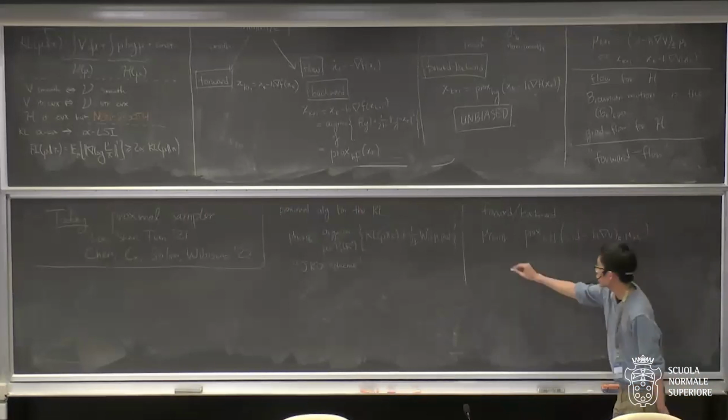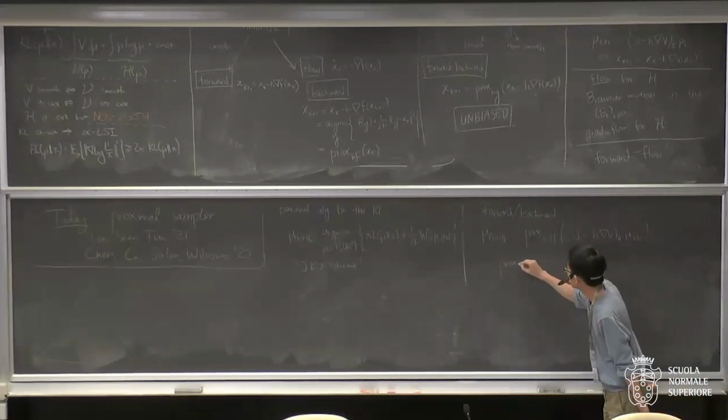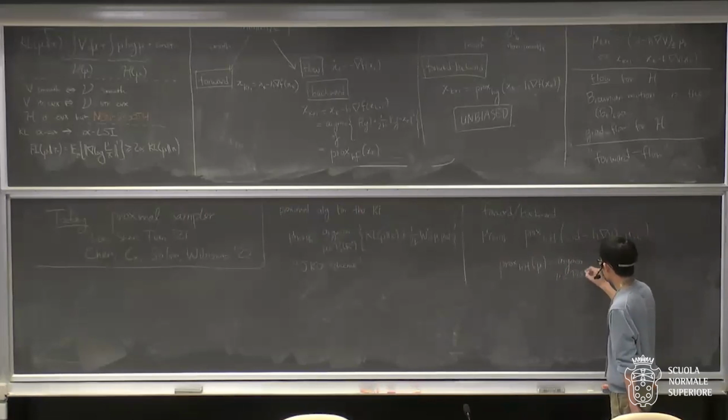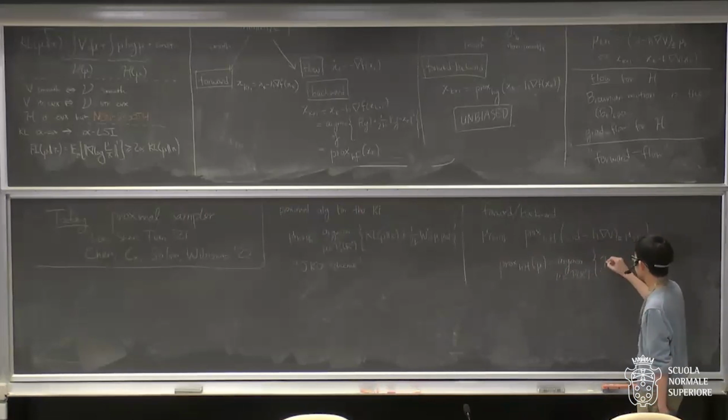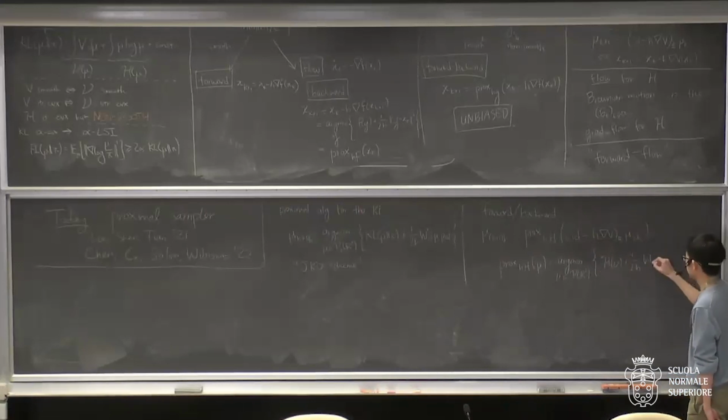Okay, and this proximal operator for the entropy is the minimization over all probability measures nu of the sum of the entropy plus 1/2h times the Wasserstein distance.